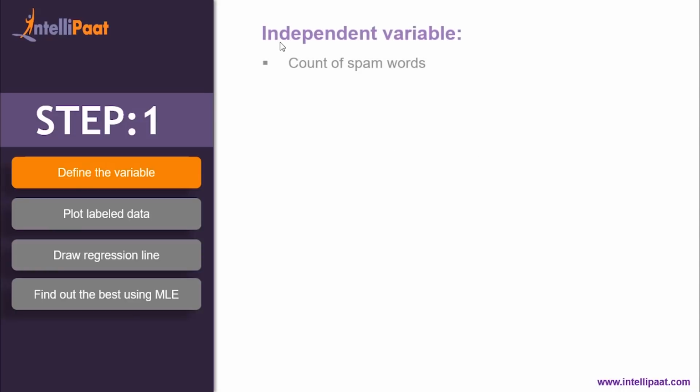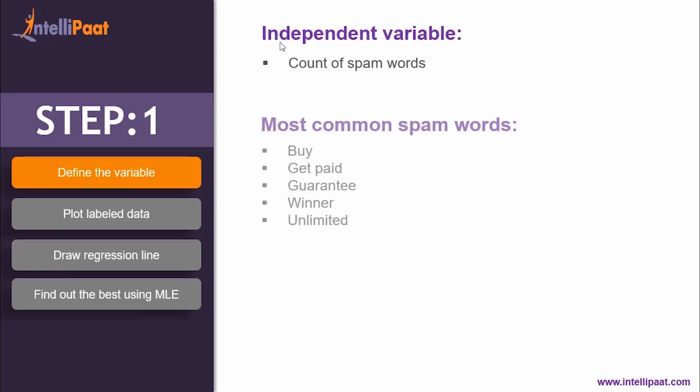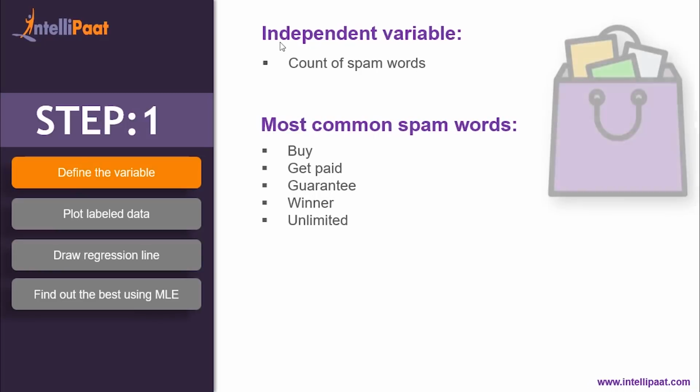So step 1 is defining the variable. Let's start off by understanding what the independent variable is in our case. In our case, the independent variable is the count of spam words. Well, here are some examples of commonly used spam words: words like buy, get paid, guarantee, winner, unlimited, etc. These are the kind of words which, when found in a mail, are treated as spam. If the number of these kinds of words is higher in a mail, then that mail would definitely be a spam mail.